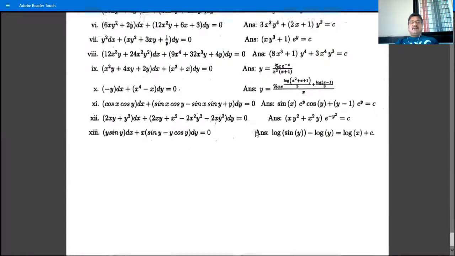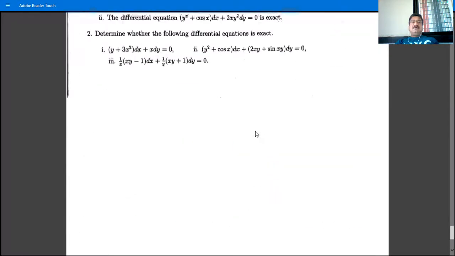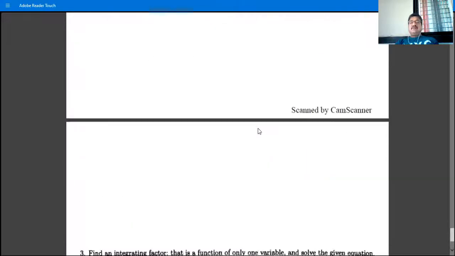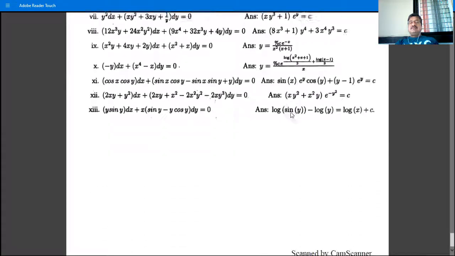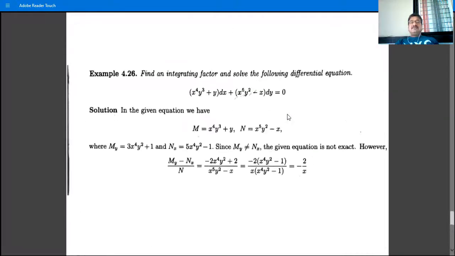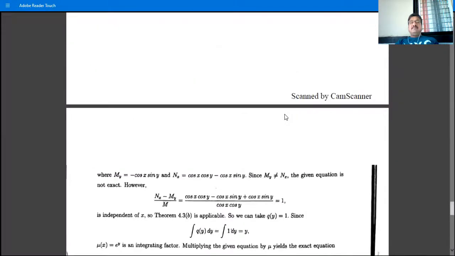There are in all 15 to 20 examples for homework. Their answers are also given, so we have to solve all these examples. So we will see the remaining examples of this type in the next lecture.